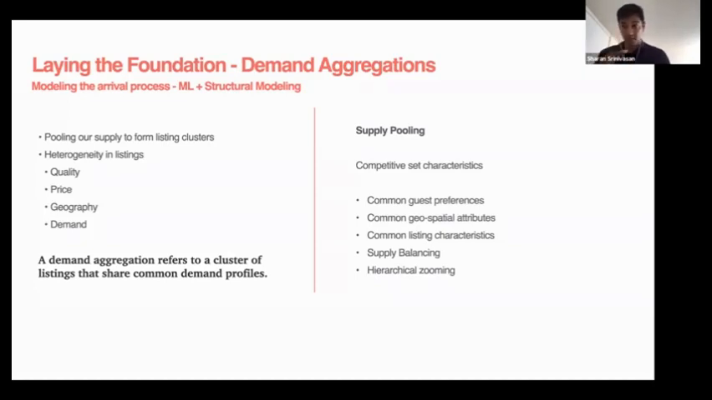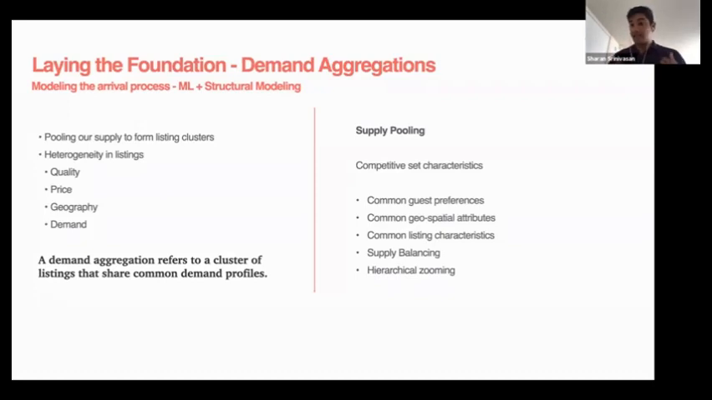So for example, if I took all the listings in San Francisco and I clustered them, maybe I would get a bunch of listings that are extremely residential, and some which are extremely suitable for university housing, or some that are very close to the beach. If we're able to pool this kind of supply, then what we get at the end is clusters of listings that share very similar guest preferences.